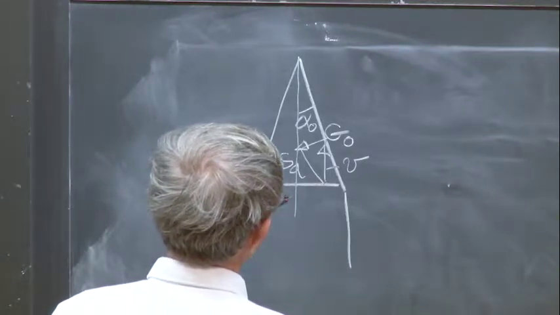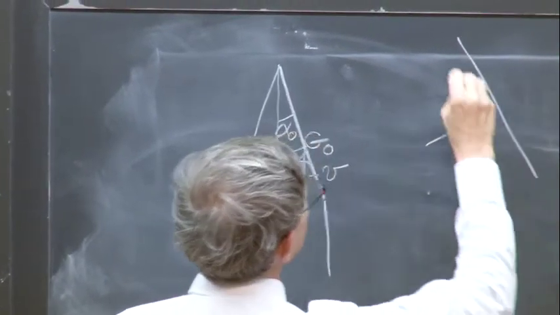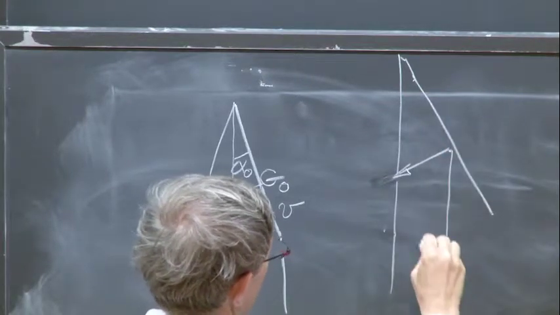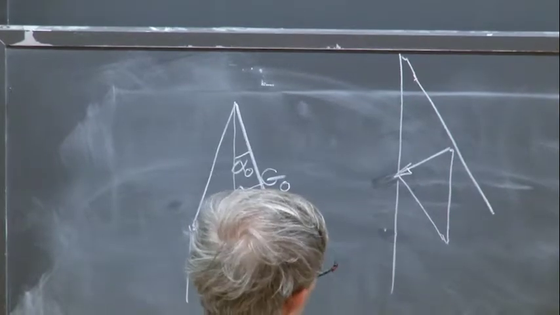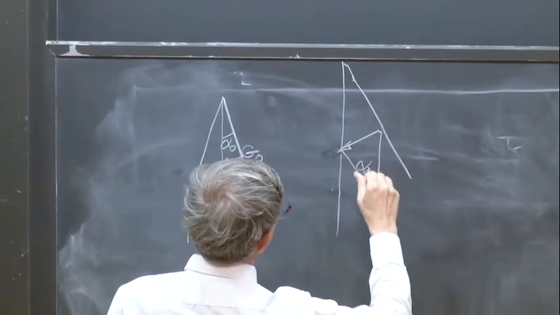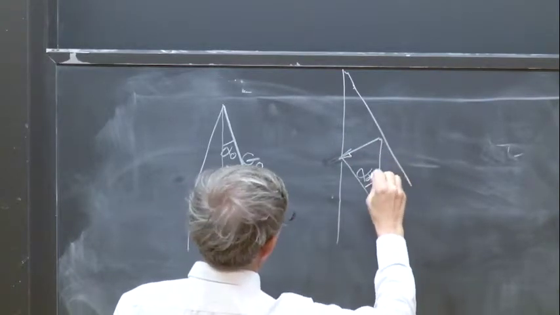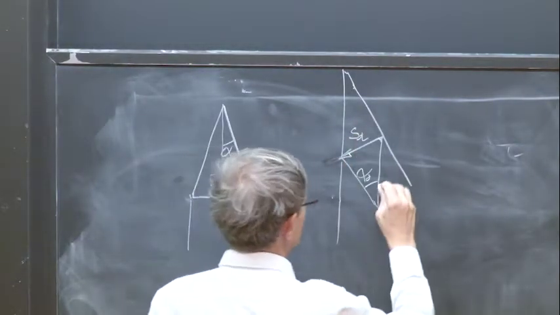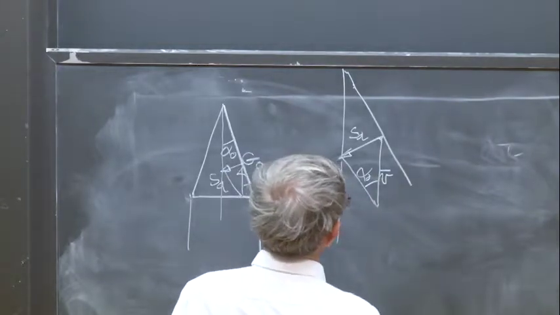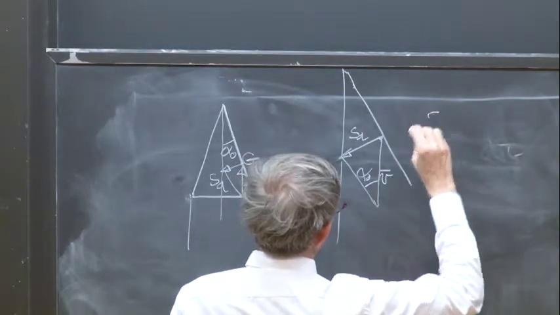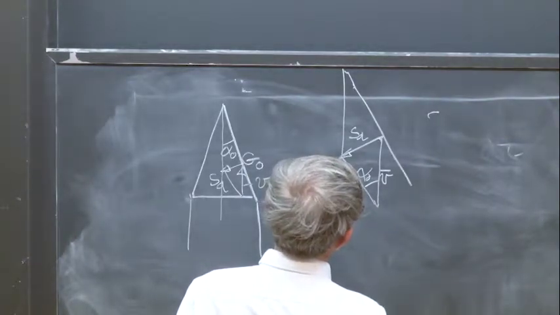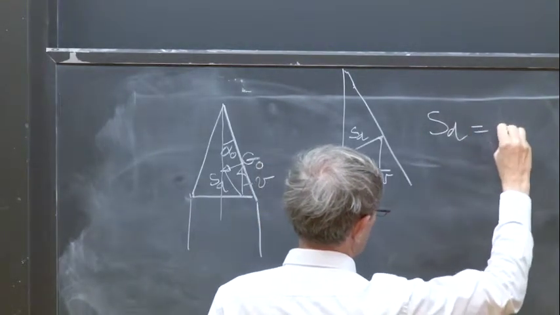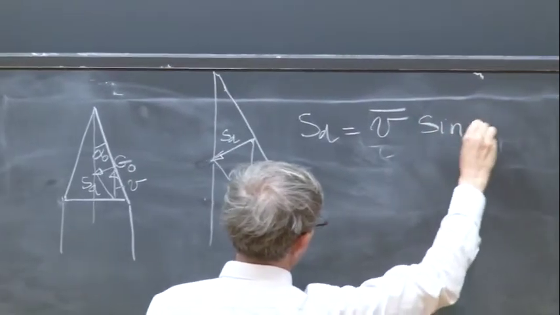So where is alpha? Like that. So alpha 0 is here. Yes, you have this and that. So S_D is here, and V is here, V bar. So what you have is that S_D is equal to V bar times sine alpha 0.